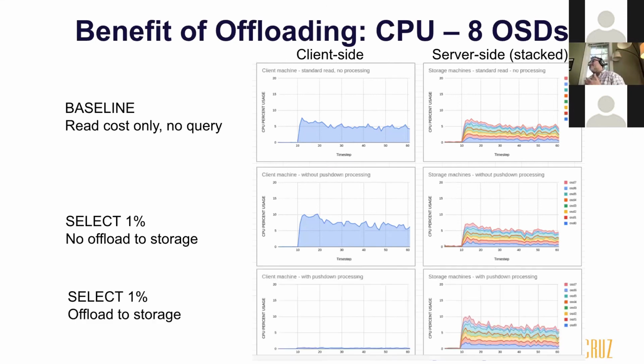And then with Skyhook offloading, on the bottom graph on the left-hand side, we can see this is the query over time on the x-axis, and on the y-axis is CPU usage. You can see that now on the client side there's almost no CPU usage, and the storage side has gone up slightly. So we've offloaded that computation to storage. It's spread across the 8 OSDs, and then for the data coming back, you can see on the client side there's almost no CPU usage. That's because it's only receiving 1% of the data packets, so only 1% of the data is coming back.